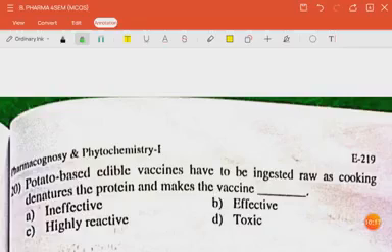The next question is, at Cornell University, USA, the transgenic tomatoes were discovered to be acting against Norwalk virus. Question for this video is, potato-based edible vaccine have to be ingested raw as cooking denatures the protein and makes the vaccine ineffective.